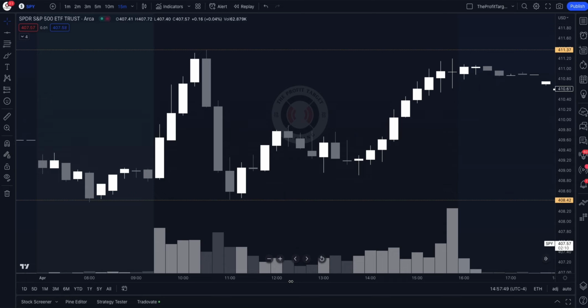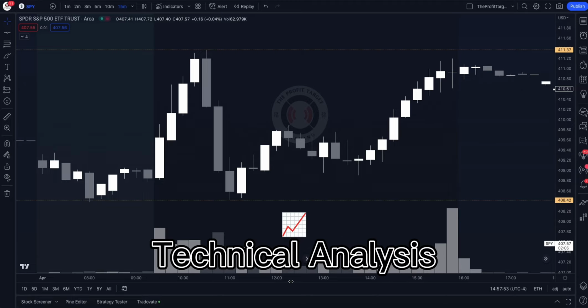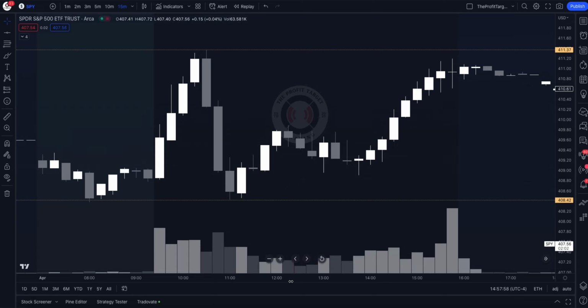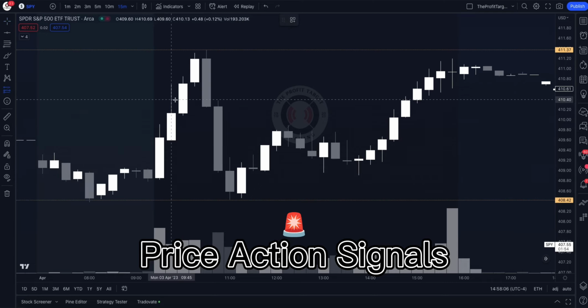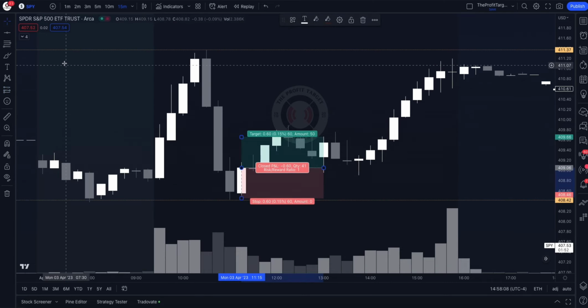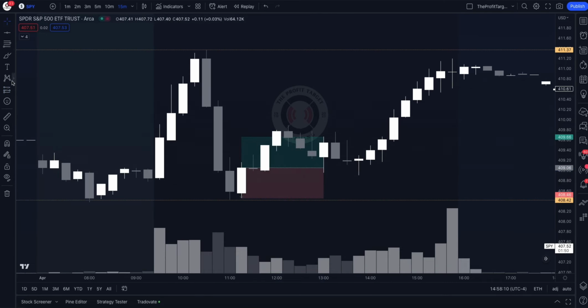In conclusion, support and resistance levels are essential parts of technical analysis that can help us identify areas where the price of an asset is likely to stall or reverse direction. By properly plotting support and resistance levels and entering trades using price action signals, we can increase our chances of entering trades at optimal levels with minimal risk.